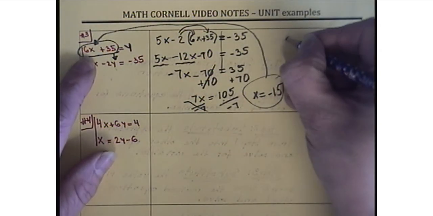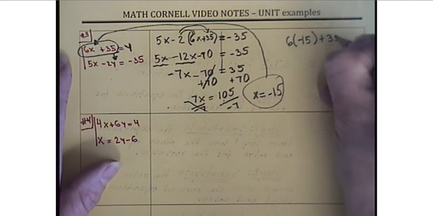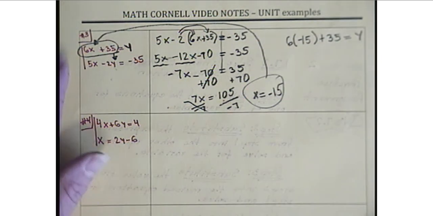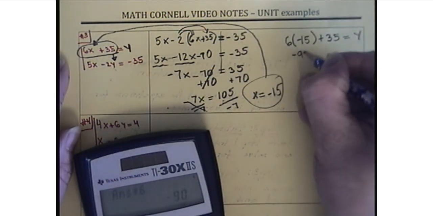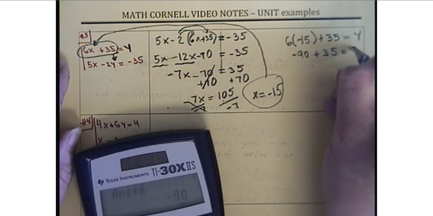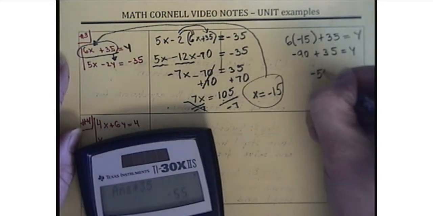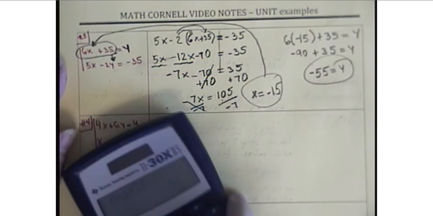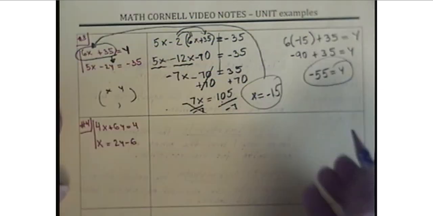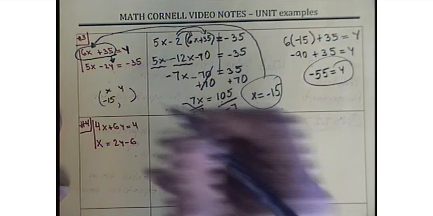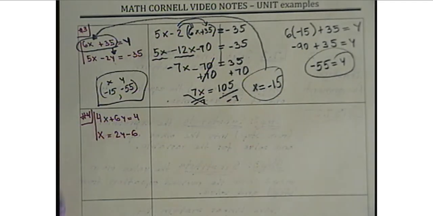So it will be 6 times x, which is negative 15, plus 35 equals y. Well, 6 times negative 15 is negative 90, plus 35 equals y, and negative 90 plus 35 is negative 55 for y. Okay, since I have my x and y coordinates, I can finalize the solution. x is negative 15 and y is negative 55. Great, we're done with this example.